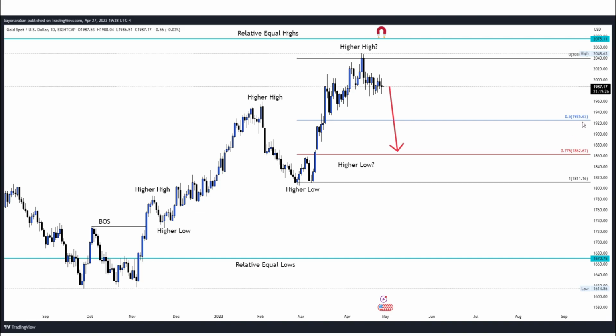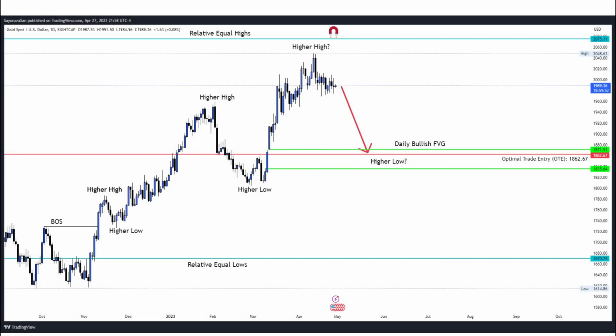Keep in mind that 1925.63 is also a potential target, but I would be looking more at 1862.67. Reason being that our optimal trade entry aligns with a daily fair value gap, where we would expect to see price fill the gap in price and then continue to move upwards, keeping in mind that the gap does not have to be filled completely.